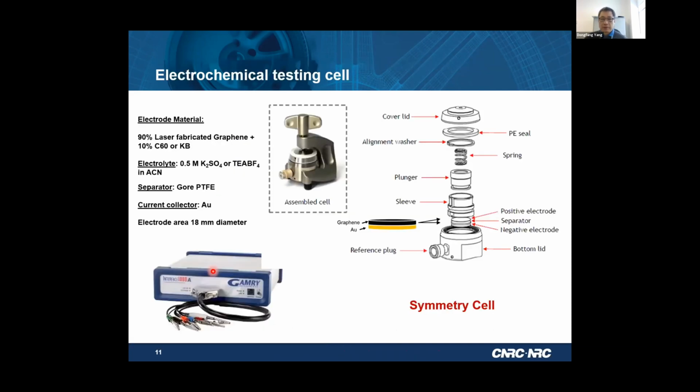And then we do the testing. So we coat the graphene on gold electrode, and then we assemble in this 5-layer system as I explained, and then inject electrolyte, use a spring to push the pressure on those 5 electrodes to improve the contact and reduce the contact resistance, and you test in organic electrolyte and inorganic electrolyte.